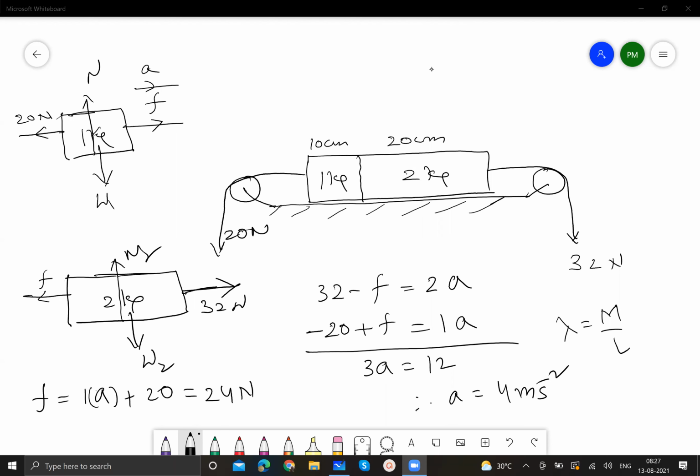Completed. Good. I take the next question. Calculate the tension in the string in the given arrangement.